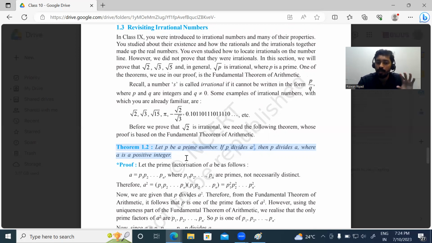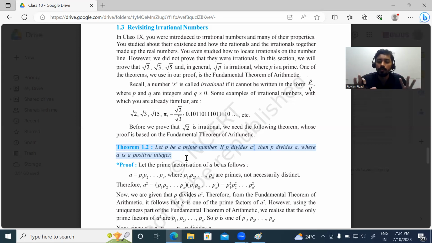I'm repeating. Suppose we have a prime number P. We can have many prime numbers like 2, 3, 5, 7, 11. All these are prime numbers. So P can take any of such values, and A is any positive integer like 1, 2, 3, 4, 5, 6, 7, etc. I can take any of these values.